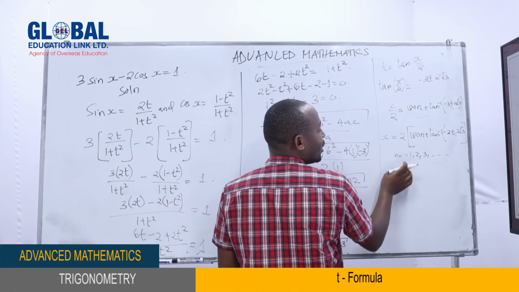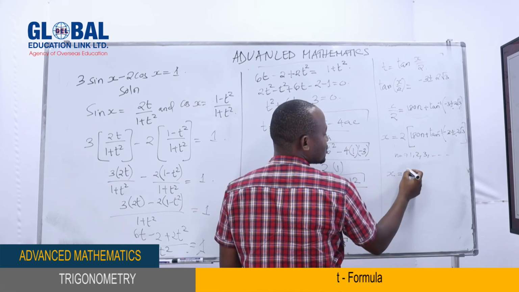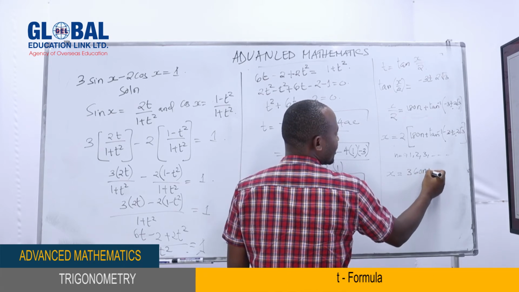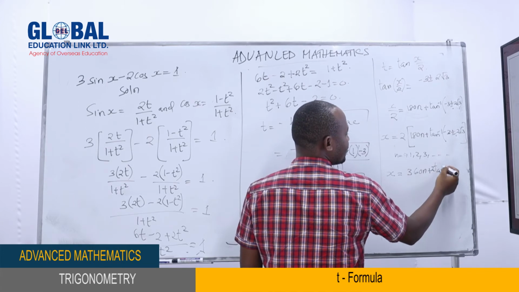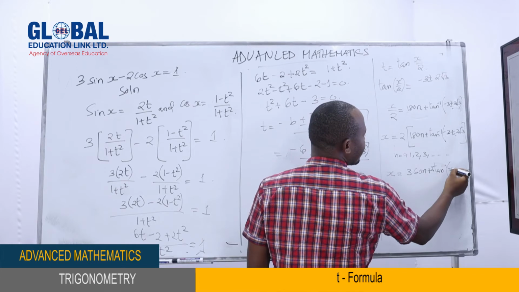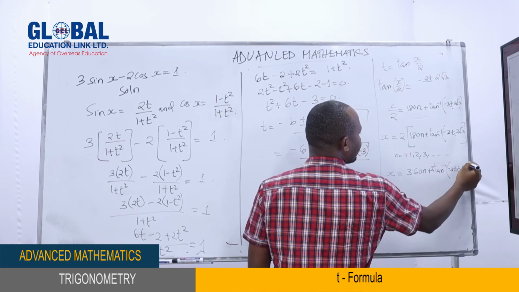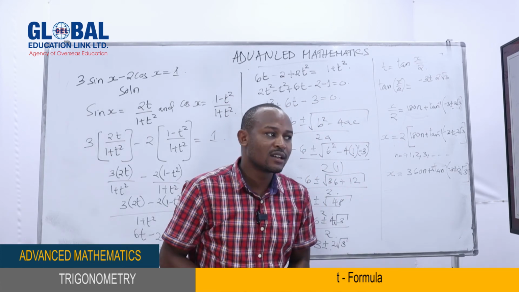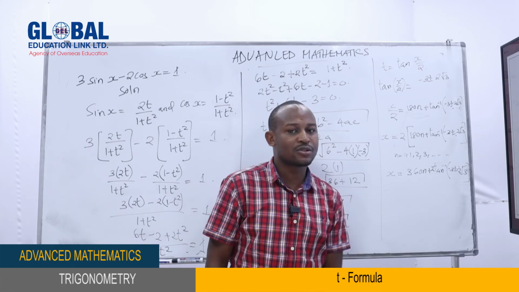That is to say, if we put that in a very good manner, that is x equals to 360n plus 2 tan inverse of all of that, that is negative 3 plus or minus 2 square root of 3. That is how we find the general solution to that. That means that is the general solution to that.